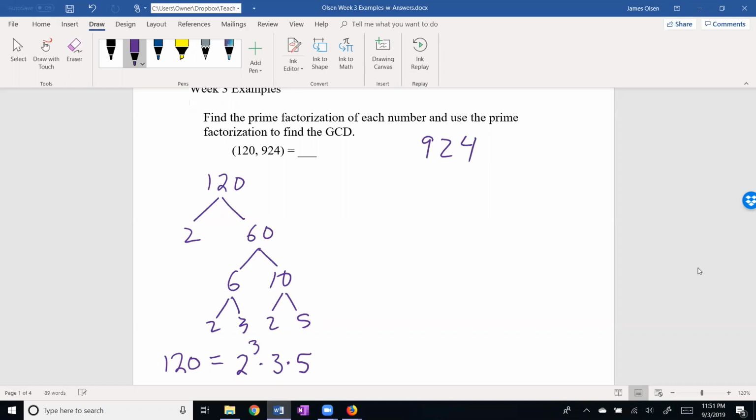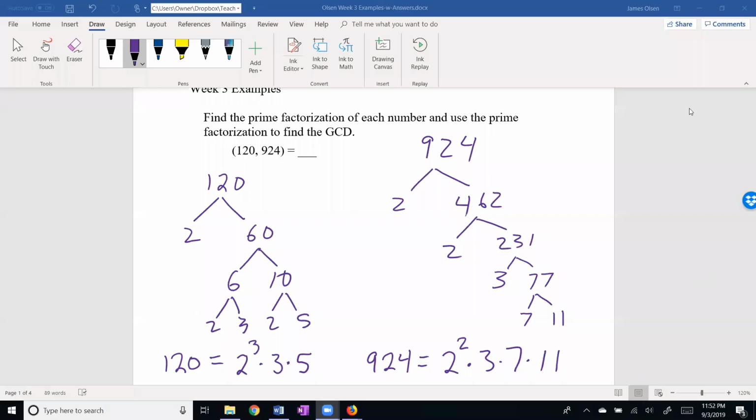924. Now we're going to be using our divisibility tests. 2 does go in here because it's an even number. Might as well do it the easy way if possible. 2 goes in again, 231. Now 3 goes in here because 2 plus 3 plus 1 is 6, and 3 divides into 6. That's our divisibility test for 3. 3 times 77, and 77 is 7 times 11, and so 7 and 11 are prime. So my prime factorization of 924 is 2 squared times 3 times 7 times 11.